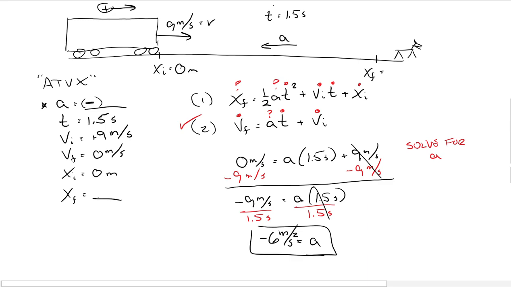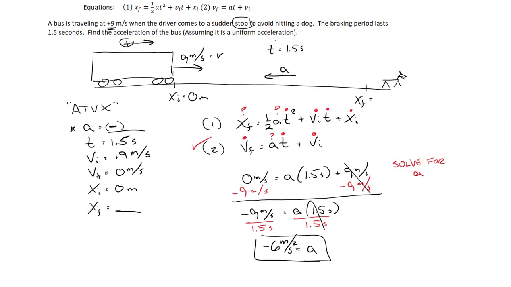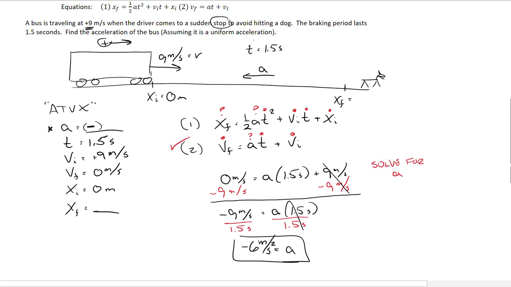This truck will lose 6 meters per second of velocity every second, which makes sense. After the first second, it's lost 6. It's now going 3. And after another half second, it'll lose another 3 meters per second. So in 1.5 seconds, it will subtract away 6 meters per second every second, and therefore it'll reach 0 at 1.5 seconds. So hopefully that kind of makes sense and is a number that we would expect as an answer.